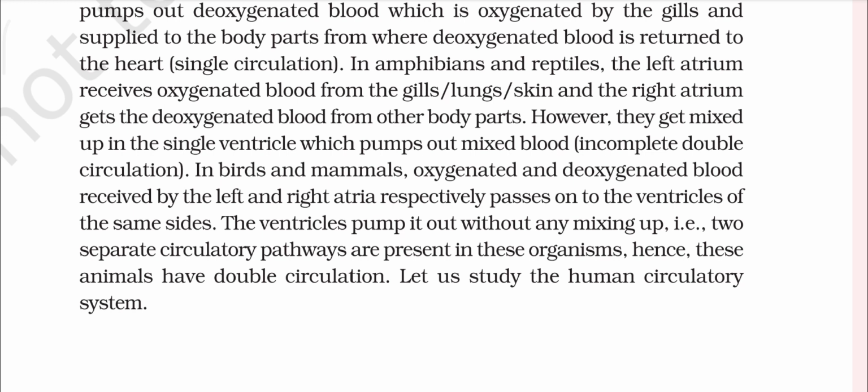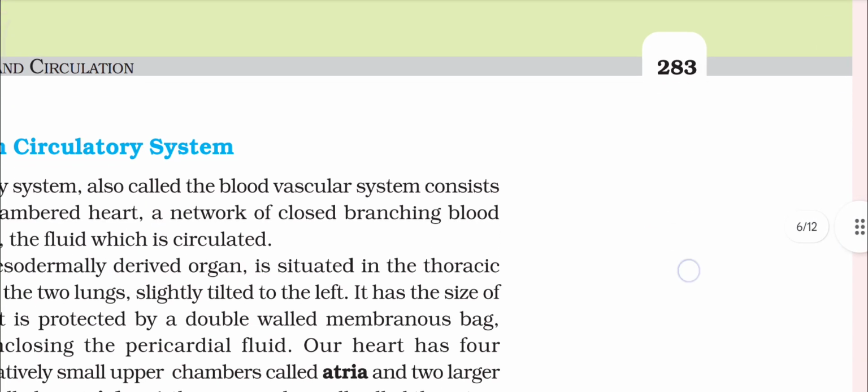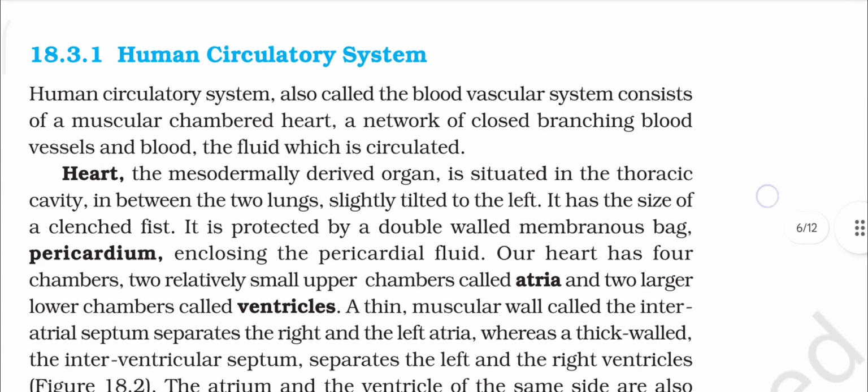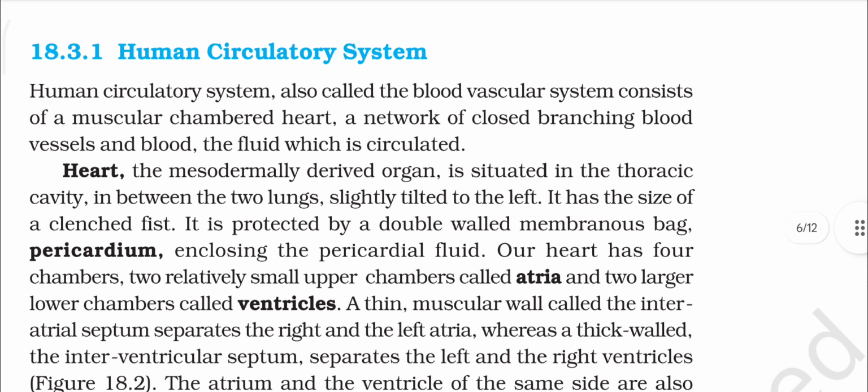Let us study the human circulatory system. Our new topic is the human circulatory system. The human circulatory system, also called the blood vascular system, consists of a muscular chambered heart, a network of closed branching blood vessels and blood, the fluid which is circulated.